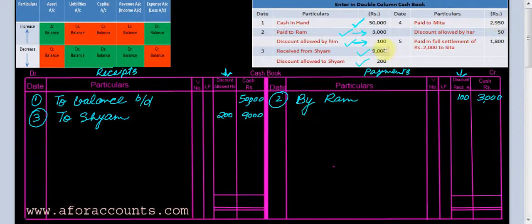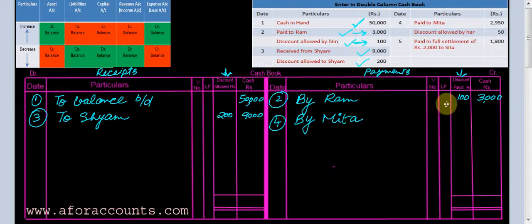So Meeta account debit to cash account. So by Meeta. It is fourth. How much? See, discount allowed by her is 50. So the entry will be Meeta account debit to cash, to discount.